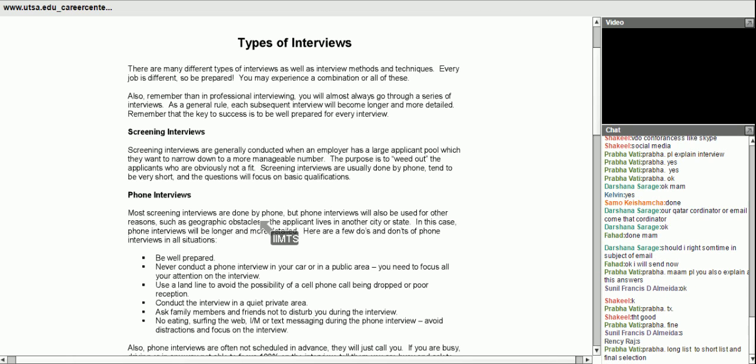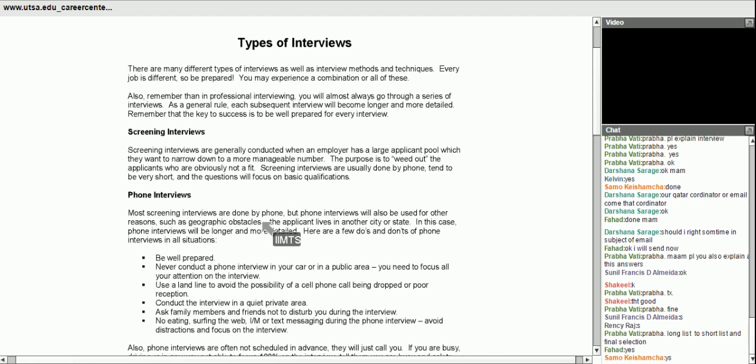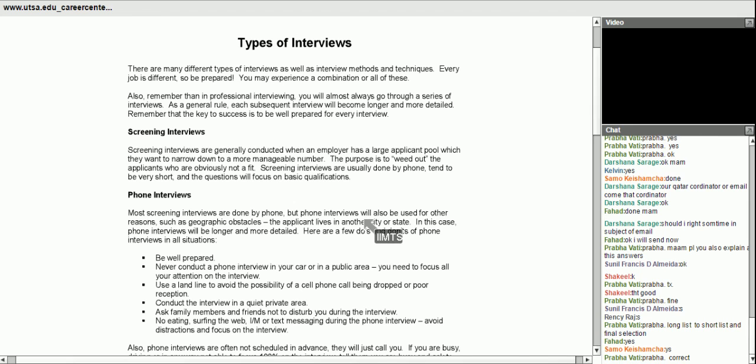Most screening interviews are done by phone, but phone interviews will also be used for reasons such as geographic obstacles. Suppose you are in some other city which is far off, so they just cannot call each and every candidate from a far-off city and pay the fares. For that as well, they take telephonic interviews, when the applicants live in another city or state. In this case, phone interviews will be longer. So screening interviews will be shorter, but phone interviews taken because of geographic obstacles can be taken on Skype as well. It will be longer and more detailed.